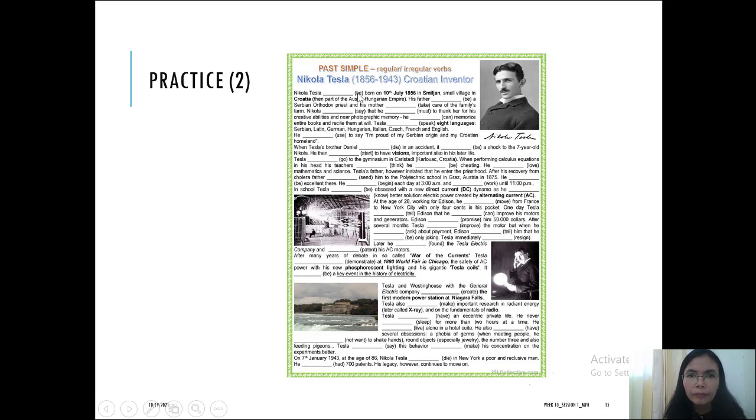And there are some blanks that you need to fill out by changing to the past tense, okay, because we are talking about past tense, so all the words in the brackets need to be changed into past tense. Okay, so for example, Nikola Tesla blank blank blank, here be, born on 10th of July 1856. So be over here means to be.